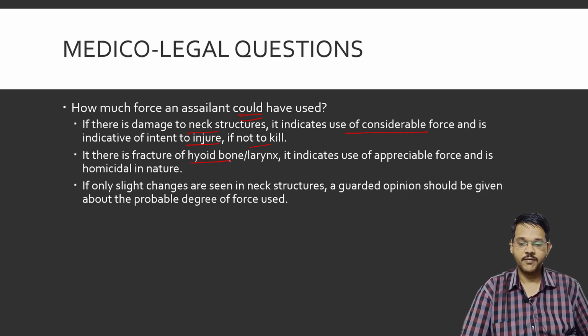If there is a fracture of the hyoid bone or larynx, it indicates that appropriate force was used and the person had an intent to kill, that is, homicidal in nature. That is why there is fracture of the hyoid bone, larynx, and other structures. If only slight changes are seen in the neck structures, then a guarded opinion should be given on whether the person was trying to kill or not, or whether heavy force was used or not. It becomes controversial whether he has applied considerable force or not.